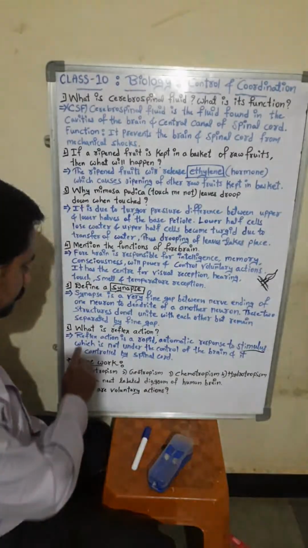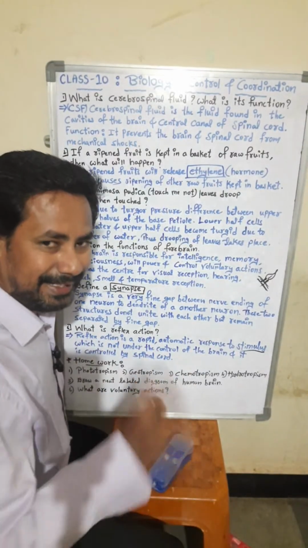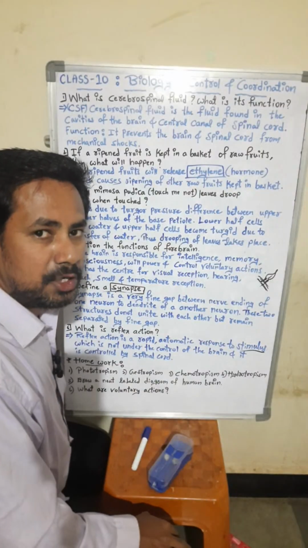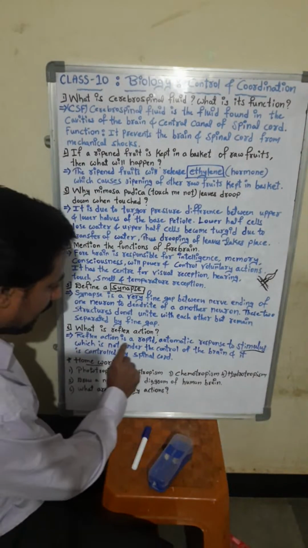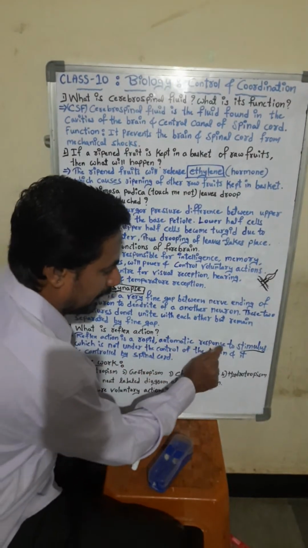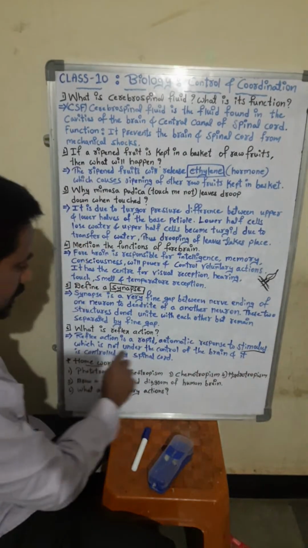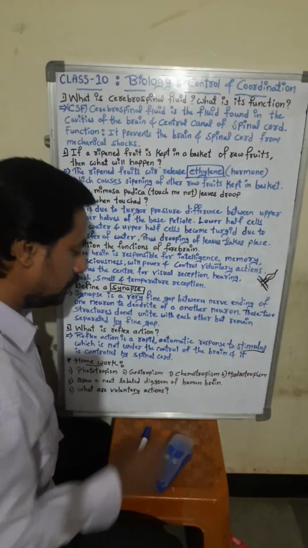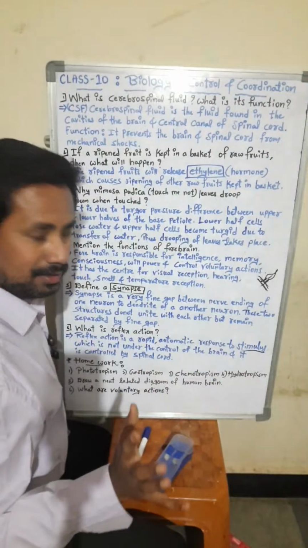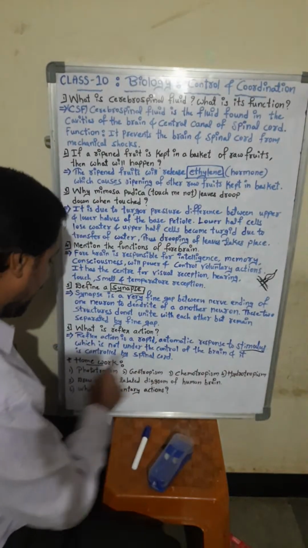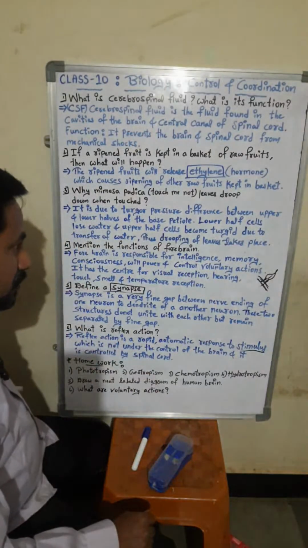Is it clear? I am not only explaining the answer in depth, I am explaining the details of those questions for you people to understand better. Reflex action is a rapid automatic response to stimuli. You are responding to the changes, which is not under the control of the brain. It is controlled by the spinal cord. Is it clear, students? Understood?